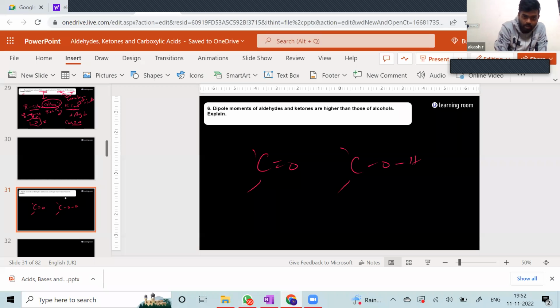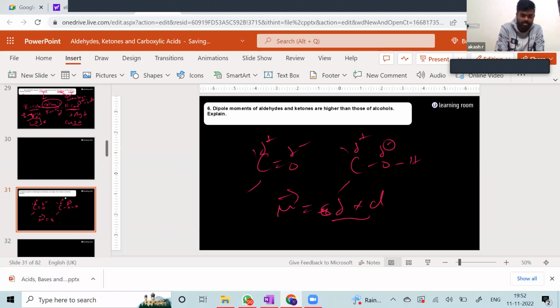Now, this is going to have a del plus. This is going to have a del minus. This is going to have a del plus. This is going to have a del minus. Both of them are having some kind of partial positive and partial negative charges. And you see that the dipole moment mu is equal to the charge del into d, that is the distance of separation. They're telling that aldehydes and ketones have a higher dipole moment when compared to your alcohols.